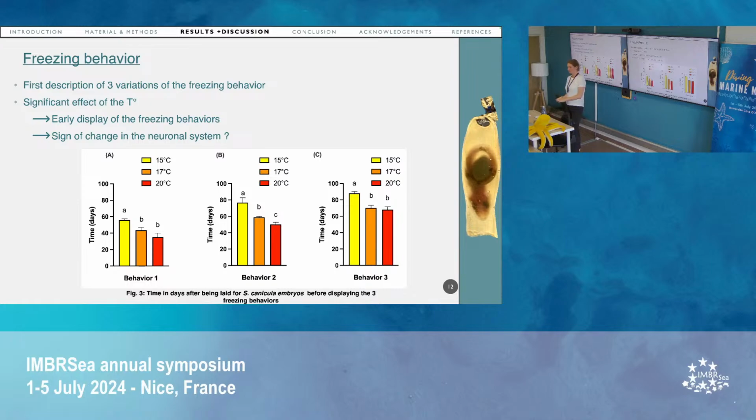And so here are the results, and we also see that they start displaying the freezing behavior earlier when they are incubated in higher temperature. This could be signs of changes in the central nervous system and then in the cerebellum, but those are hypotheses.